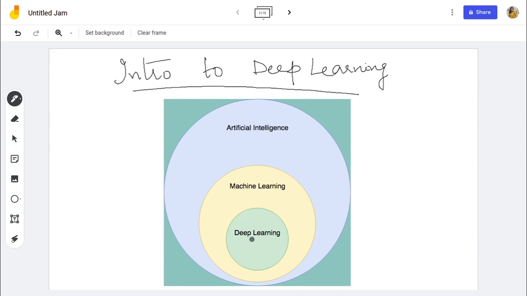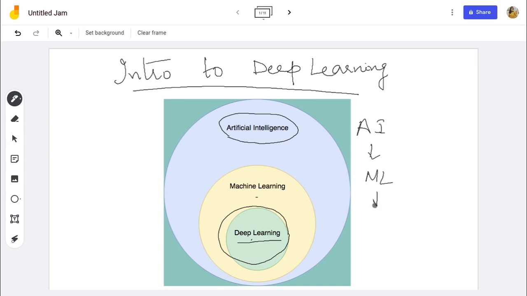So here is a Venn diagram. As you can see, this is deep learning, which is a subset of machine learning, which itself is a part of the much greater artificial intelligence. So we have artificial intelligence, whose subdomain is machine learning, and the subdomain of machine learning is deep learning.